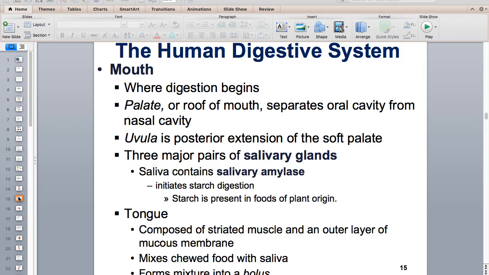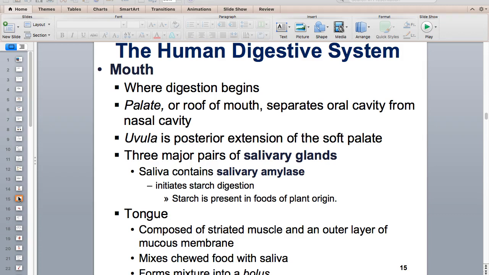Okay, so we start in the mouth, we're going to move all the way down. So mouth, digestion begins there. I'm sure we all know that. That's going to be mechanical digestion, right? And also chemical. Okay, so the mechanical obviously is the chewing. Your tongue aids in that. Even the palate, the roof of the mouth. All of this is going to aid in this mechanical digestion. Obviously your teeth as well. Okay, so like I said, you have mechanical digestion there.